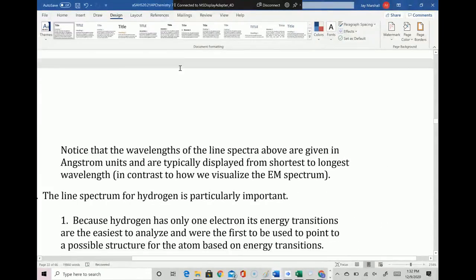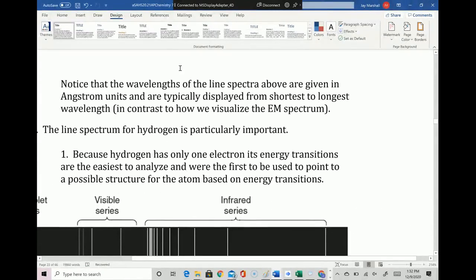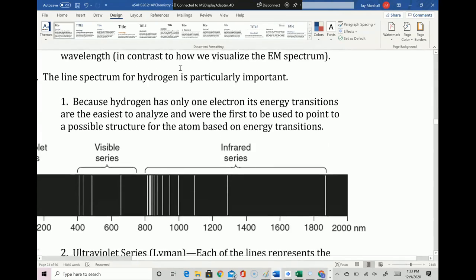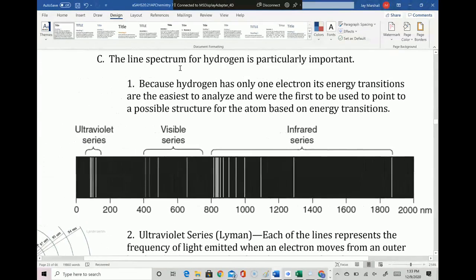And I've said here, notice that the wavelengths of the line spectra above are given in angstrom units. They're typically displayed from shortest to longest wavelength in contrast to how we view the electromagnetic spectrum, right? Normally we view the electromagnetic spectrum with wavelengths increasing to the left. But this thing has wavelengths increasing to the right.